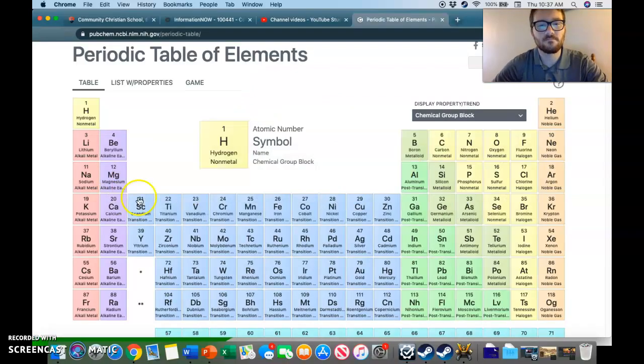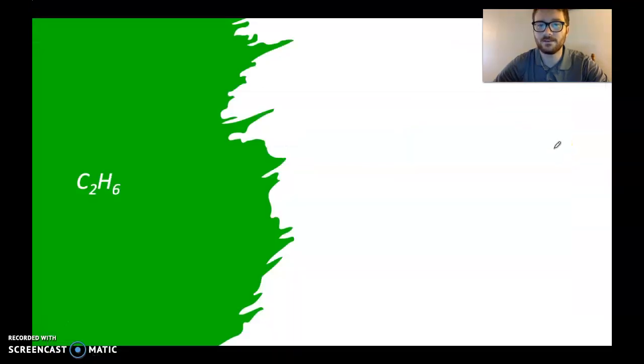Well, carbon has 4 valence electrons. It needs 1, 2, 3, 4 bonds in order to make carbon work. So we're going to set up these carbons next to each other, and each carbon needs 4 bonds.